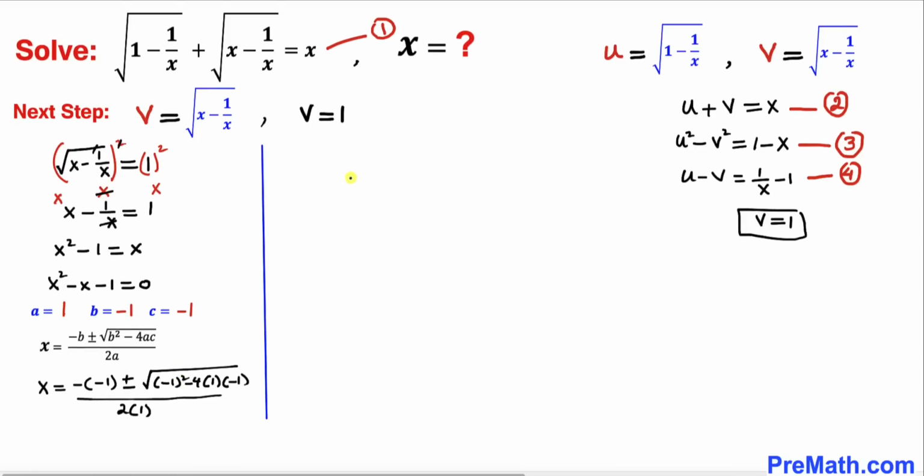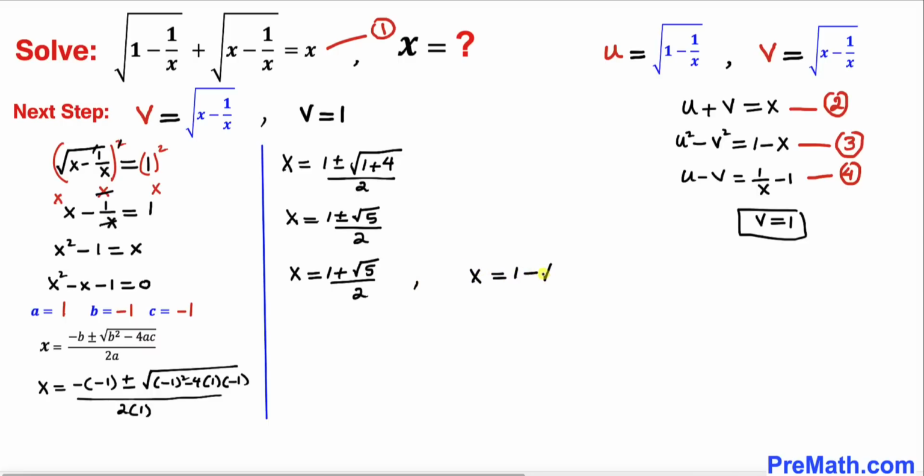Now let's go ahead and simplify this thing. So x is going to be equal to 1 plus or minus square root of 1 square, which is the same as 1, and this whole thing is going to become plus 4, divided by 2. Let's go ahead and split these positive and negative signs. I can write x equal to 1 plus square root of 5 divided by 2, and the other one is x equals 1 minus square root of 5 divided by 2.